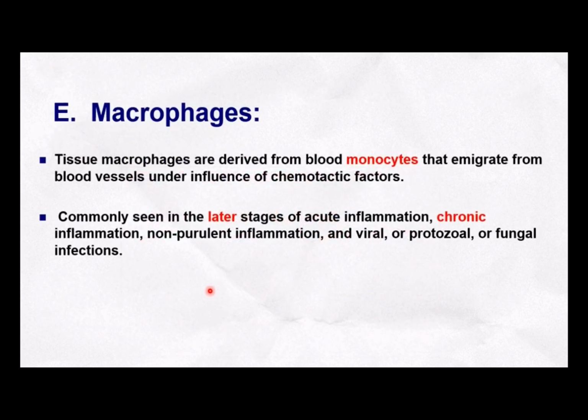Macrophages, the name means big eaters. Tissue macrophages are derived from blood monocytes that immigrate from blood vessels under the influence of chemoattractants. Macrophages are commonly seen in the later stages of acute inflammation, chronic inflammation, non-purulent inflammation, and viral, protozoal, or fungal infections.